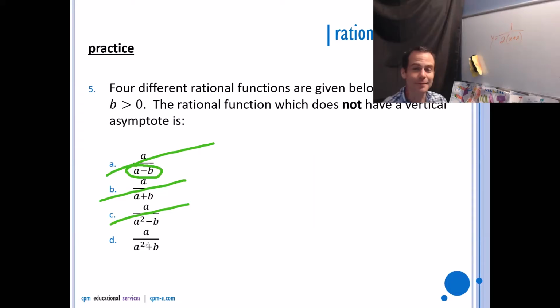what am I doing here? I'm taking a and squaring it. No matter what a is, once I've squared it, it's positive. And then I'm adding a number that's greater than 0. There is no way to get to 0 there. Okay, so d, there is no non-permissible values, which means it does not have a vertical asymptote. Okay.